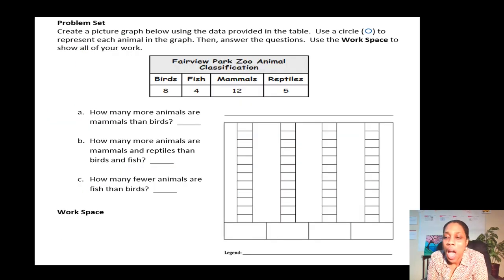Okay, everyone, I want you to use all that good information that we just did in our Let's Try It Together with our picture graphs. And I want you to do this part on your own.